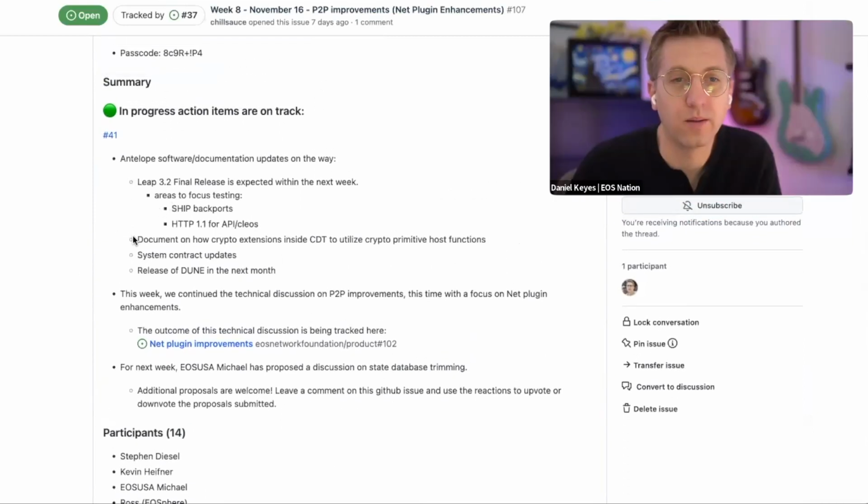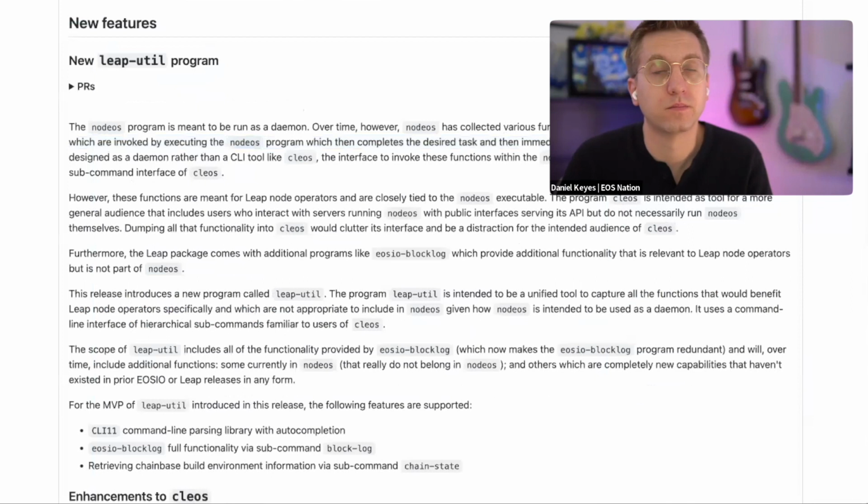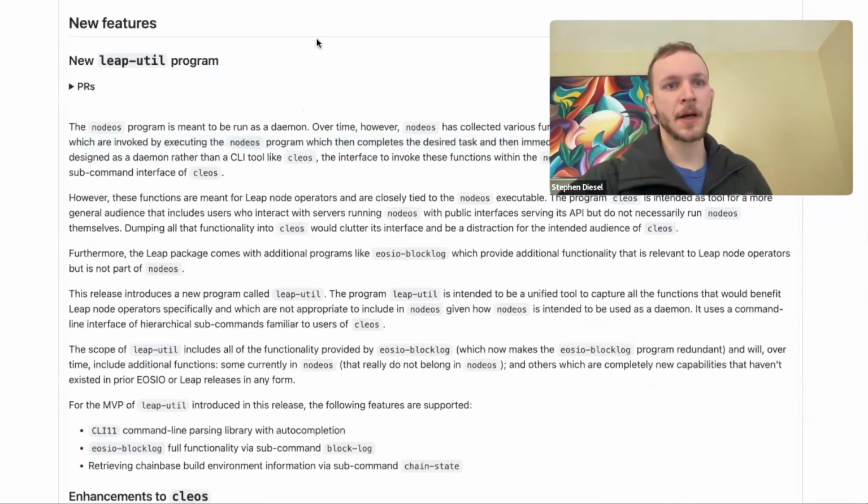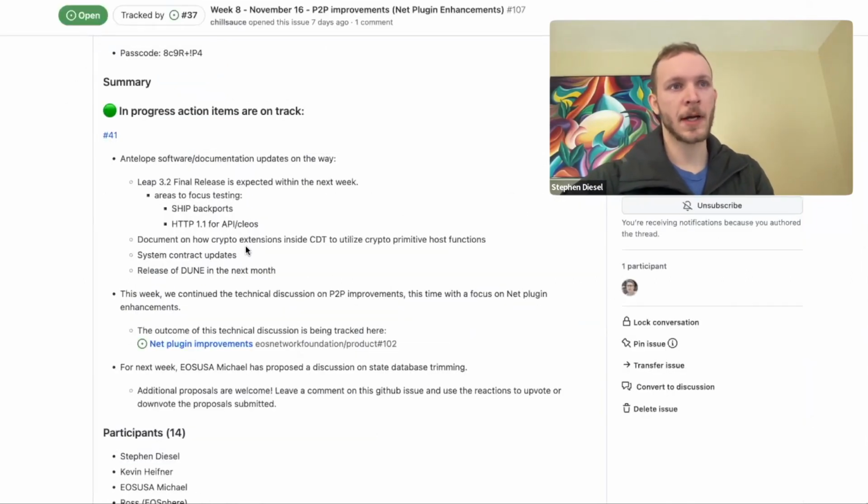Cool. Just to follow on with a couple more updates. Beyond this, we've still got an RC out for CDT. We'll probably be looking to finalize that pretty soon. And we are still working on a few minor improvements to DUNE.